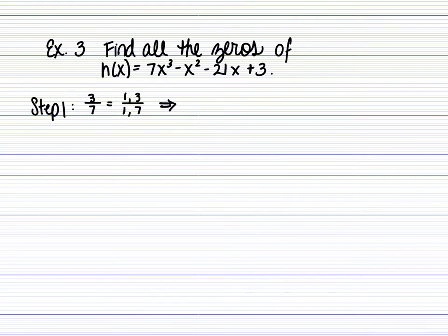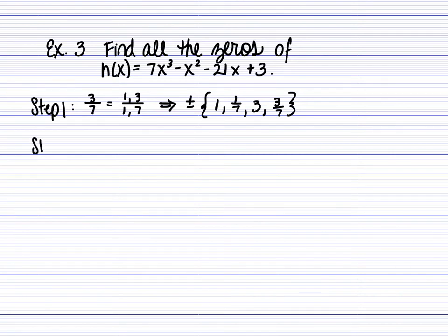So the list is really going to be, first of all, plus or minus, brace, 1, 1 over 1, 1 over 7, 3 over 1, and 3 over 7. So we really only have 8 possible numbers to try, 4 of those being positive, 4 of them negative.